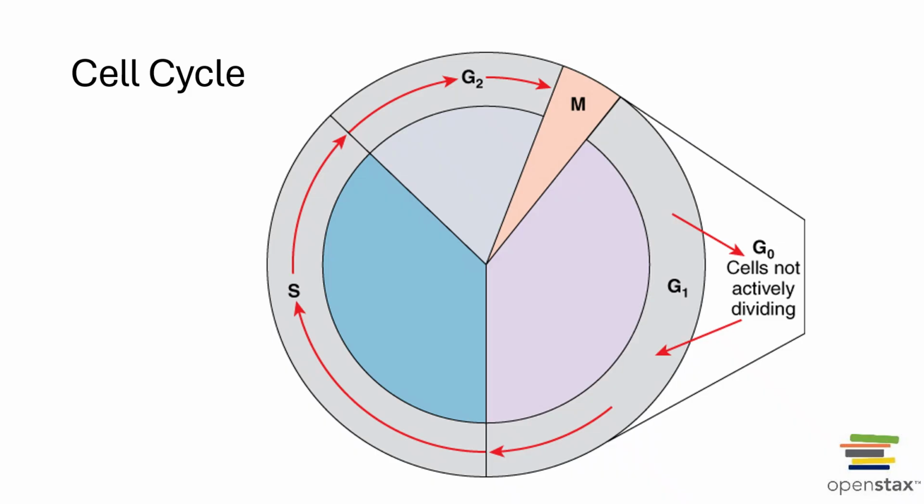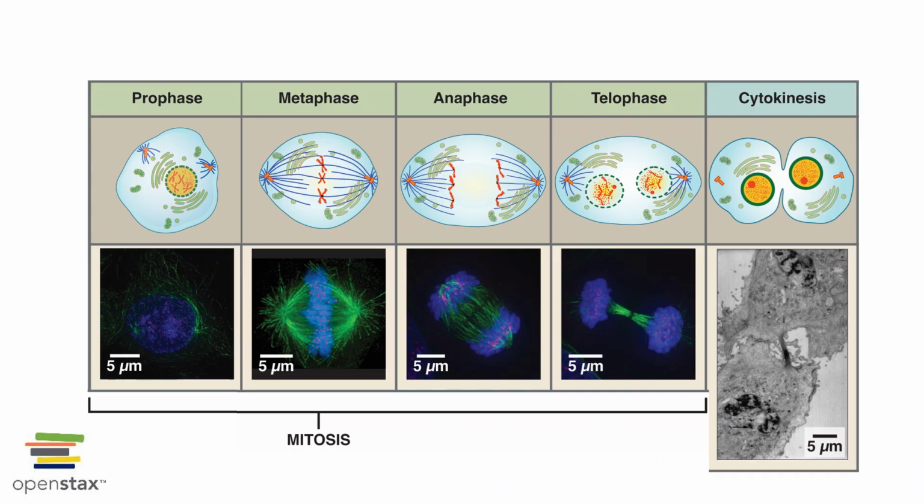After G2, the cell enters the M phase, which includes mitosis and cytokinesis. Mitosis divides the nucleus, and cytokinesis divides the cytoplasm. Mitosis occurs in 4 phases. These phases are prophase, metaphase, anaphase, and telophase. You can remember these stages by following what happens to the chromosomes.